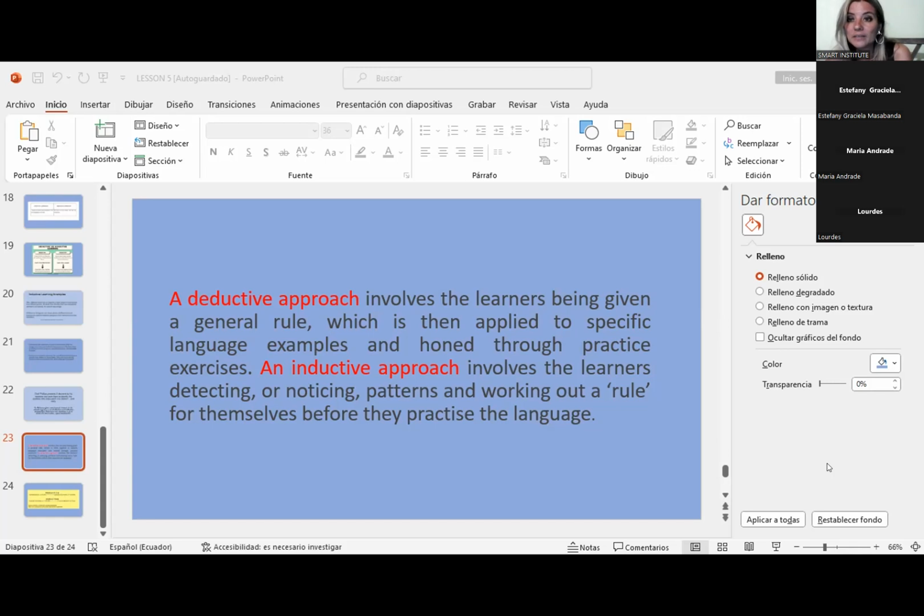And after that, you explained the third conditional. You explained rules. That is a deductive approach. That is a deductive approach. It involves the learners being given a general rule, which is applied to specific language examples. Because Lourdes didn't make an activity like, for example, the activity with the Rolf video.